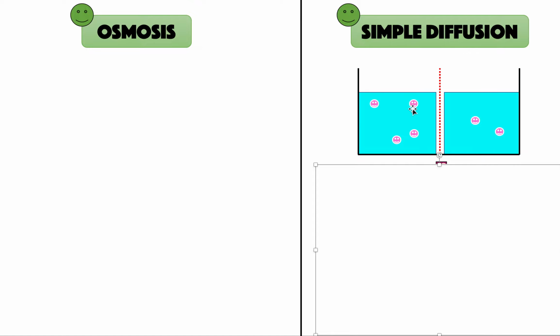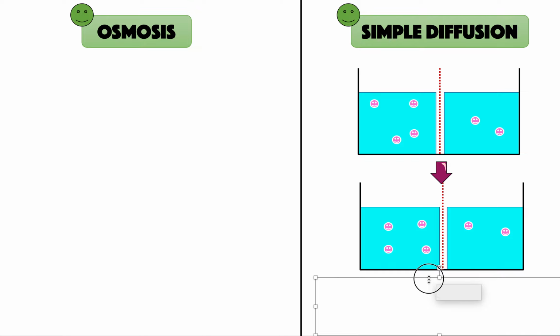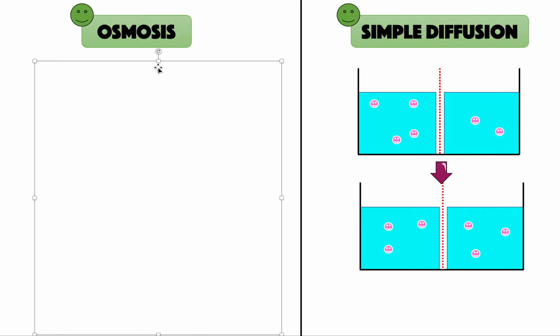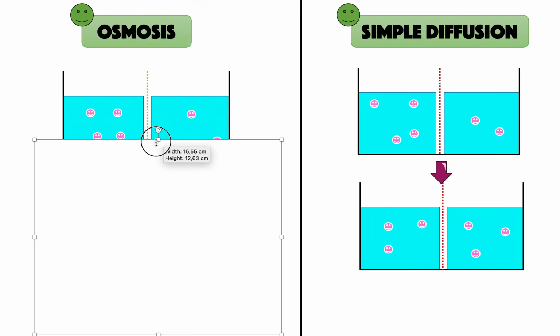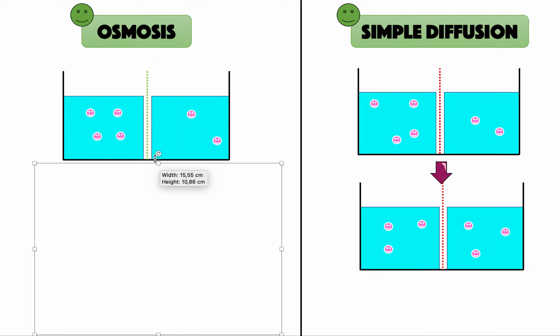Simple diffusion. These molecules will move, some of them will move from the area that is more concentrated to the area that is less concentrated to even out the concentration on both sides. So basically this is going to happen. If we have this image, one of these molecules will move to this side because now this side is equal in concentration to this side. We're trying to reach an equilibrium. That is simple diffusion.